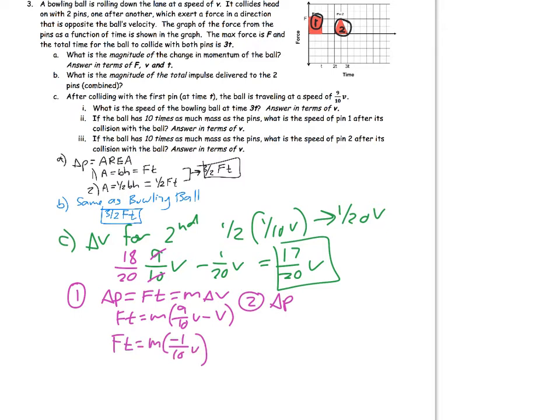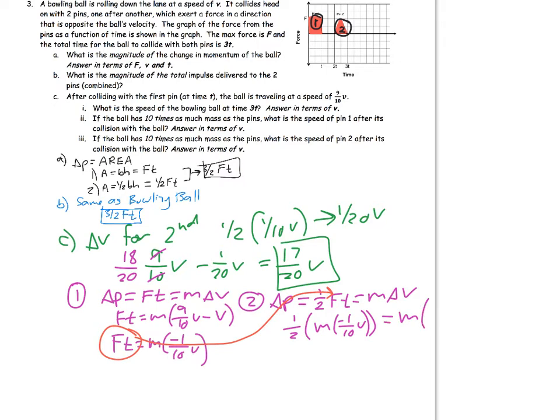Once we have that for the first collision, we can think about our second collision. And so for the second collision, our change in momentum was 1/2 ft. And once again, we can set that equal to mass times change in velocity here. And we're going to do two things. Number one, we're going to plug in this expression that we have for ft. And we're also going to plug in what we know about our change in velocity. So we can say 1/2 times m times negative 1/10 v, that expression for ft, and that's going to be equal to our mass times our change in velocity, v final minus v initial, so v final, that's what we're solving for, minus 9/10 v, which was the velocity when it first collided with this pin.